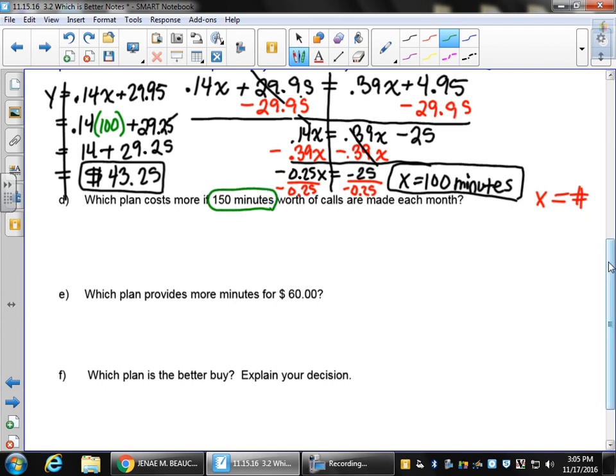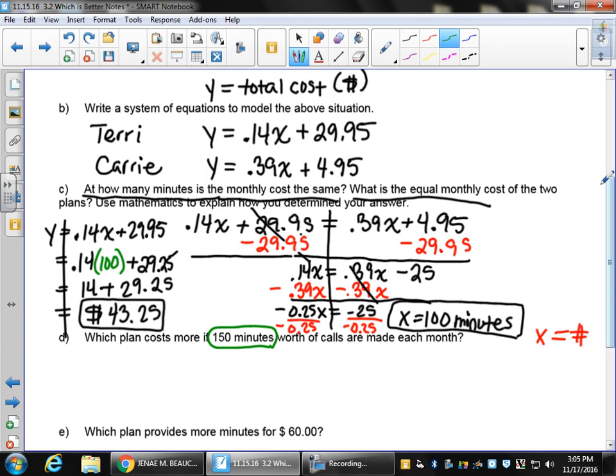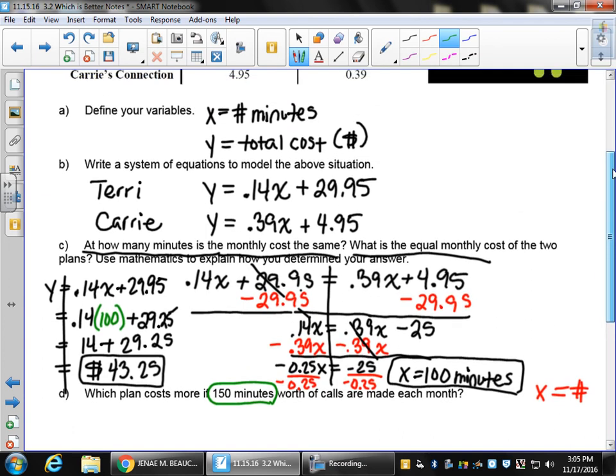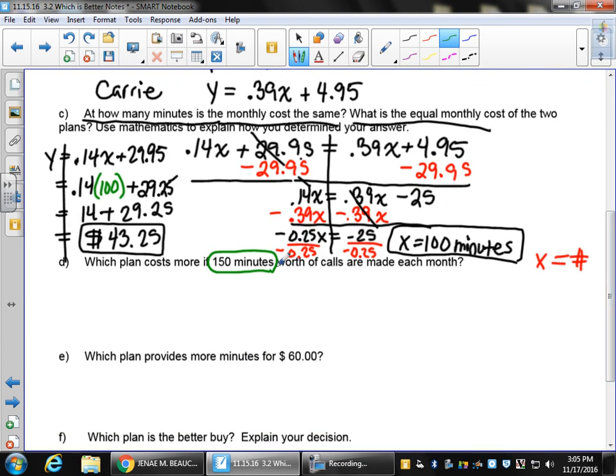Ask yourself, is minutes a value for x or for y? Well, when I go look and see how my variables are defined, x is minutes. So this is a value for x. We have two pieces of work to do. We're going to do one for Terry.